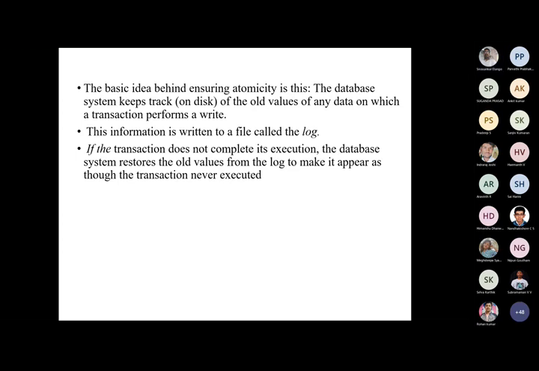So the basic idea behind ensuring the atomicity property is that the database system keeps track of the old values of any data on which it performs the write operation. So we are going to manage a log file. Whenever there is a write operation being carried out, we are going to store this information on the log file. If the transaction does not complete its execution, the database restores the old value from the log to make it appear as if the transaction has never executed. We'll study something more about this later.